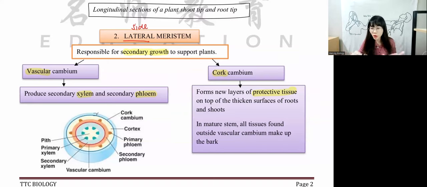Okay, so this is in page 2. We're going to start all over again. Right now, it's your turn to answer me, guys. We have two different types of tissue. We have meristematic tissue. We have permanent tissue. What does meristem mean? Meristem means young plant cell. Very good. What does permanent mean? Permanent means mature.